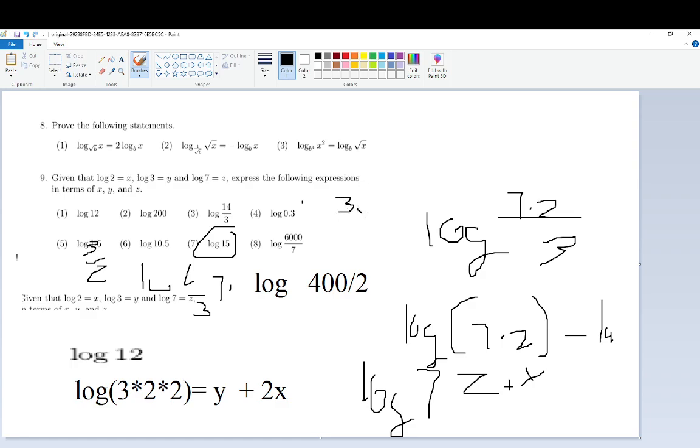So 0.3 is 30 divided by 10. I can see what's going on here. 10 is an easy number to get rid of. There we go. So going back, those easy ones, fine.